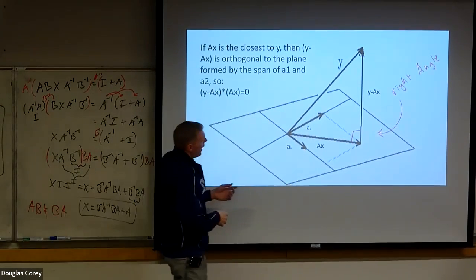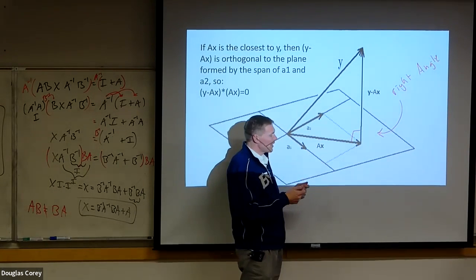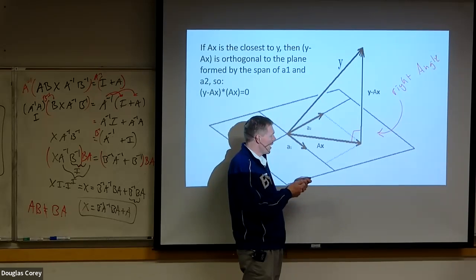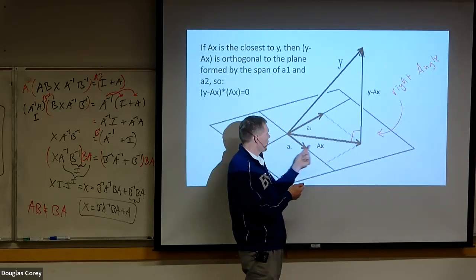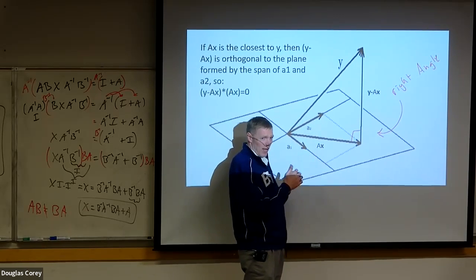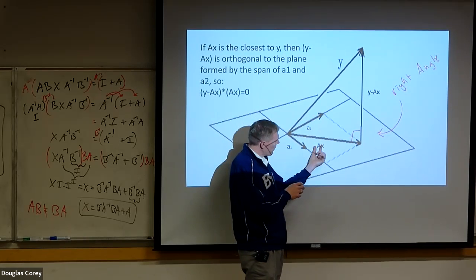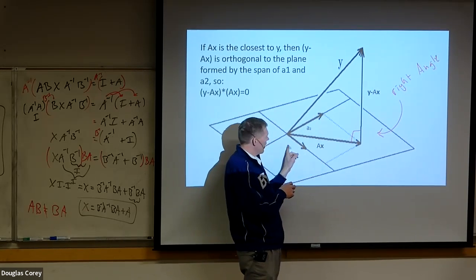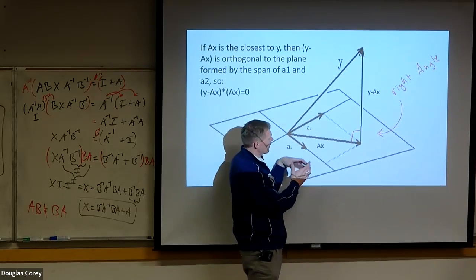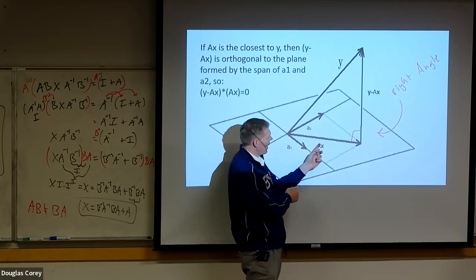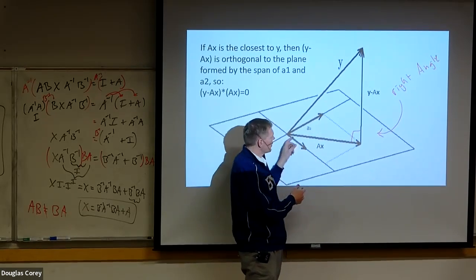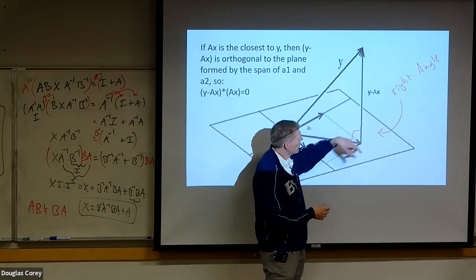And this AX is a way to represent a combination of A1 and A2, with the X's in the vector being how much of each: X1 times A1 plus X2 times A2. I've represented it as A times X, where the matrix A has columns A1 and A2. In this case you could think of it as a 2x2 matrix, and X here would be a 2x1 matrix. I'm trying to figure out the values of X so that I can get to this point that's closest to Y.